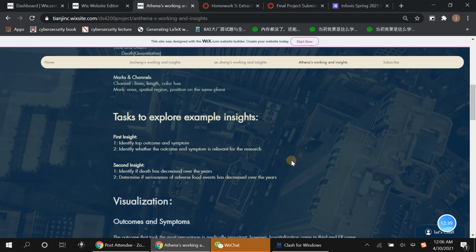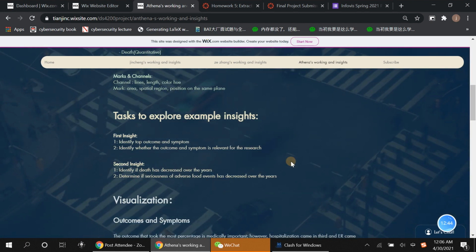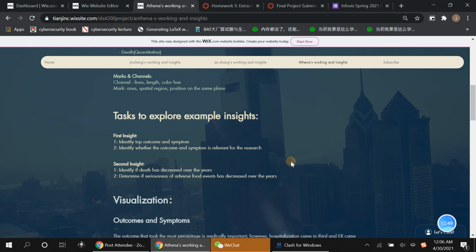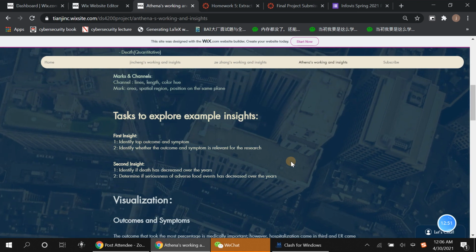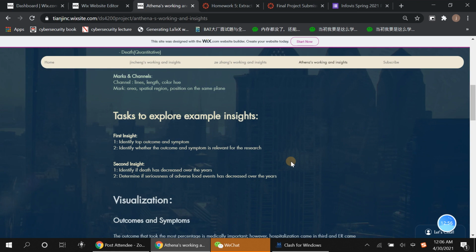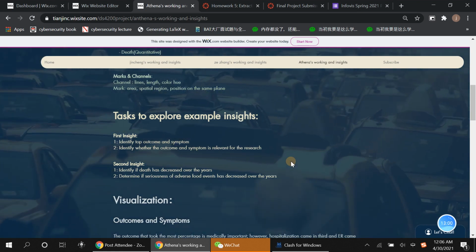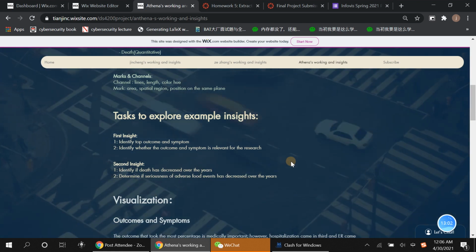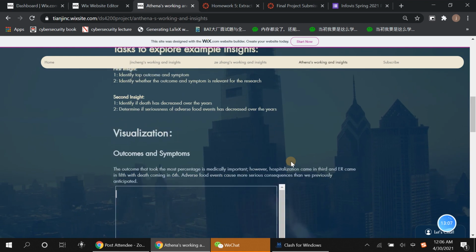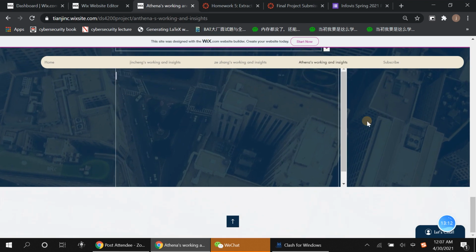And the tasks to explore the example insights are, the first one, to identify the top outcome and symptom. The second one is to identify whether the outcome and symptom are relevant for the research. The other insight is to identify if death has decreased over the years and determine if the seriousness of adverse food events has decreased over the years. So I'm also going to skip to the real insights.